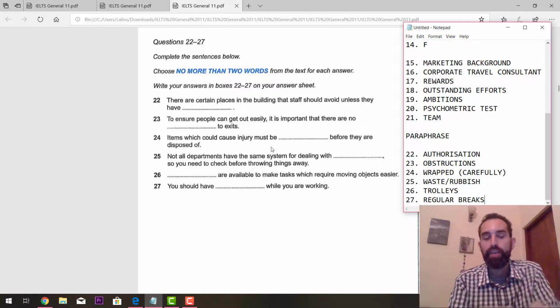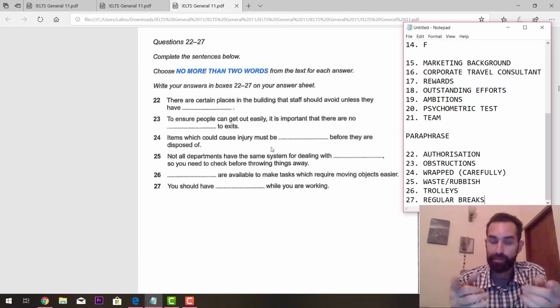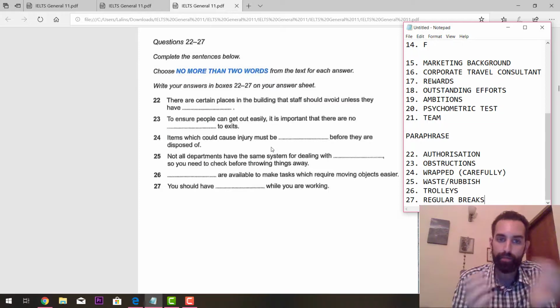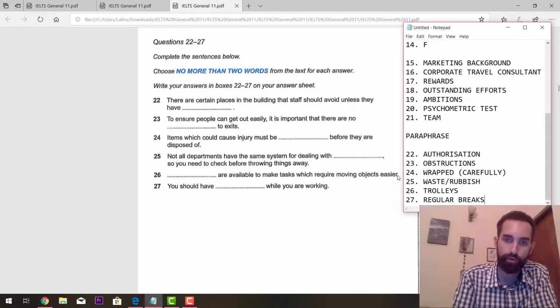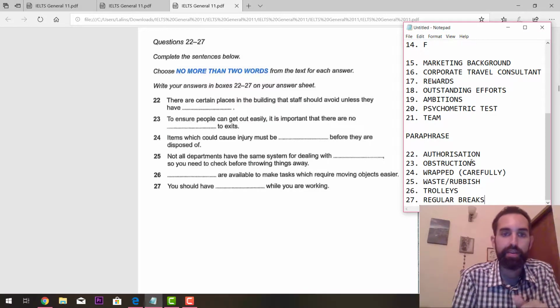So to deal with that, those items must be wrapped and they say carefully, obviously, because these are sharp objects, very dangerous. So wrapped before they're disposed of. You could just put wrapped, but also wrapped carefully is fine too. That's also a good answer.